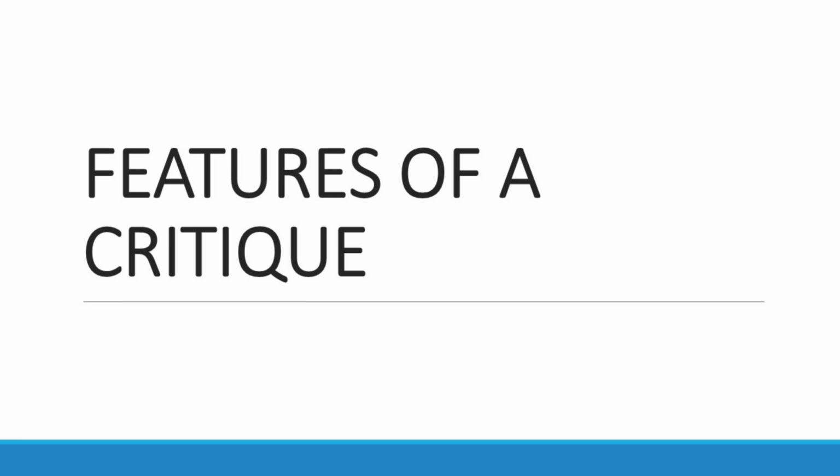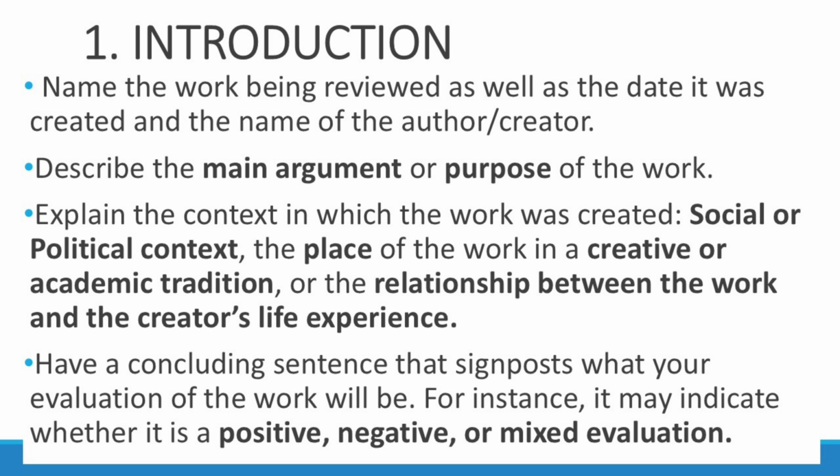So after knowing the steps on writing a critique paper, we now have the features of a critique, or the aspects of a critique paper. The first feature of a critique is the introduction. Typically, the introduction is short. It is less than 10% of the word length, and you should first name the work being reviewed as well as the date it was created and the name of the author or creator.